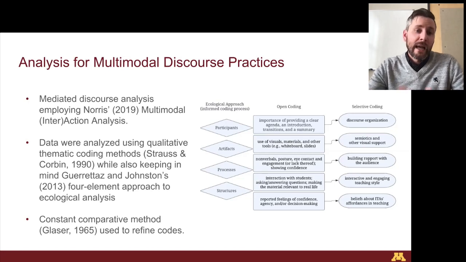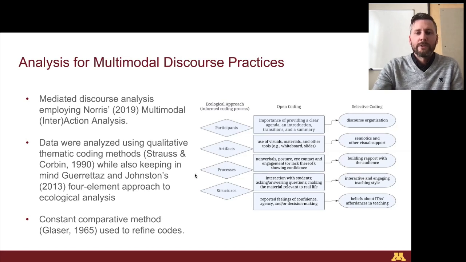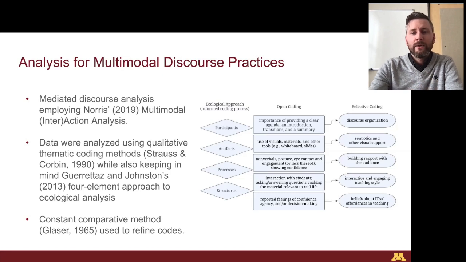So the data were analyzed using qualitative coding methods while keeping in mind Emery, Guerrettaz, and Bill Johnston's 4-element approach to thinking about the different elements that are involved in classroom-based research. So taking an ecological approach to classroom-based research. For those who are unfamiliar with Guerrettaz and Johnston's 2013 study, it really just identified 4 different aspects of the classroom ecology that can have an impact on the language in the classroom and the different mediated actions that are carried out. So these include participants, for example.